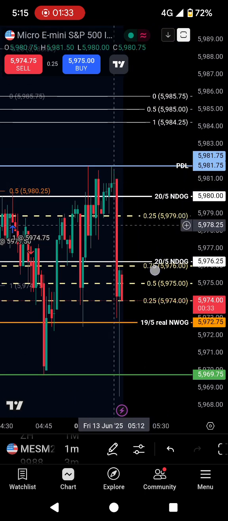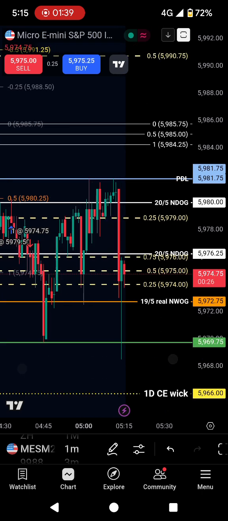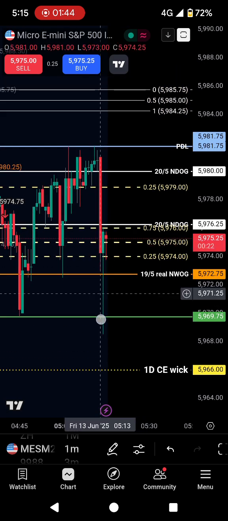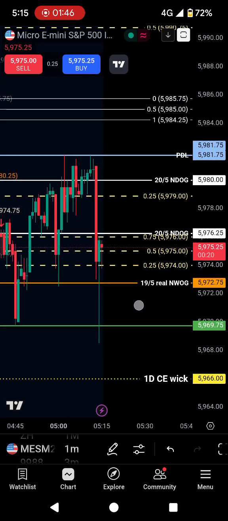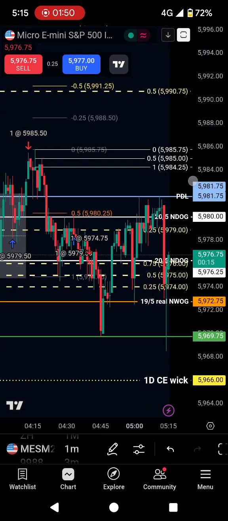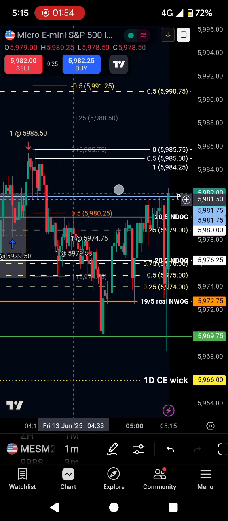Wow, 5981 to 69. Wow, it would be a very, very nice trade, baby. But that's it guys. Wow, trade lower, have a nice rejection here. So this CB at the previous day low, look at that, beautiful.